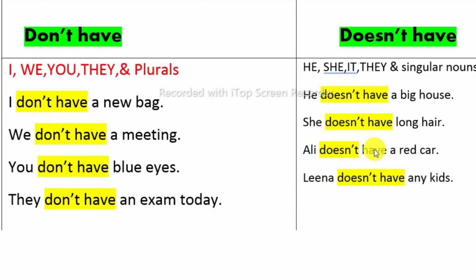We use doesn't have for the subjects he, she, it, and singular nouns in the present tense. For example, he doesn't have a big house. She doesn't have long hair. Ali doesn't have a red car. Lena doesn't have any kids.